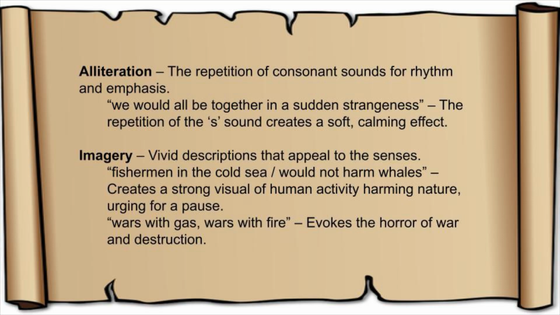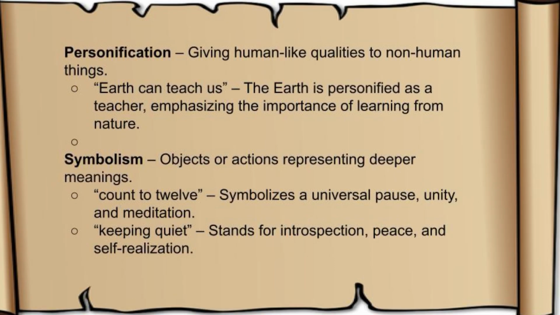So the next one is imagery. That means vivid images being formed in the mind. Fishermen in the cold sea would not harm whales. Wars with gas, wars with fire, etc. All these are imagery. And next is personification. So here you can see the line, earth can teach us. So the earth is personified as a teacher and is teaching us something. So it is personification.